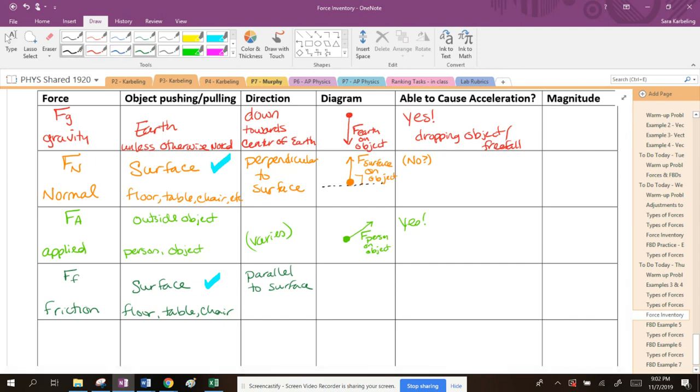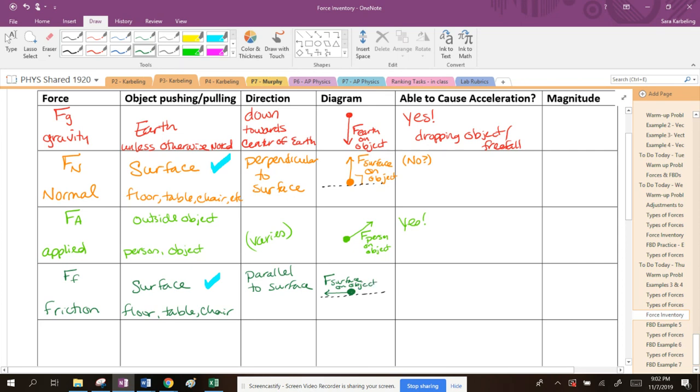If we were going to draw a force diagram with that force, I drew my surface there, and here's my object, and maybe it's being pulled to the right. If it's being pulled to the right, then the frictional force is going to act to the left, and you'll notice that that arrow, that vector, is parallel to the surface. So it's going to be the force of the surface on the object, and again, it's parallel.